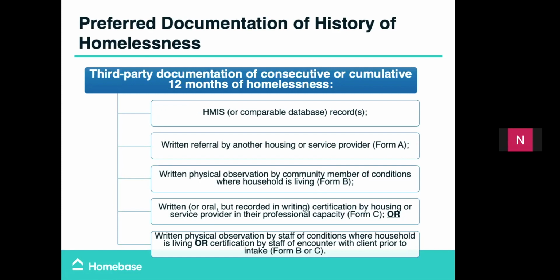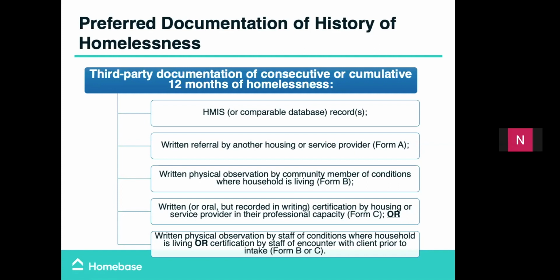So you'll see there's a lot more than just the two that you had for current homeless status. These third-party options include an HMIS record or a written referral from a shelter or an outreach provider, which you'd use Form A to document. That's going to look pretty much the same as it does for current homeless status. But you also have 3 other options for third-party documentation of history of homelessness.